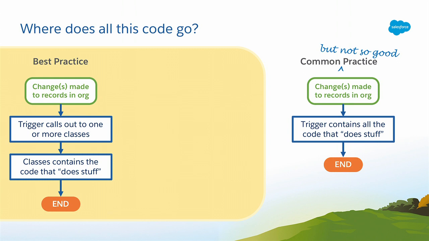So this is one of the not so good common practices, and that is to put all the code within the trigger itself. It seems simple, right? You have one trigger per object, and it has all the stuff in it that does all the things. It seems simple, right? Well, why wouldn't you do that?